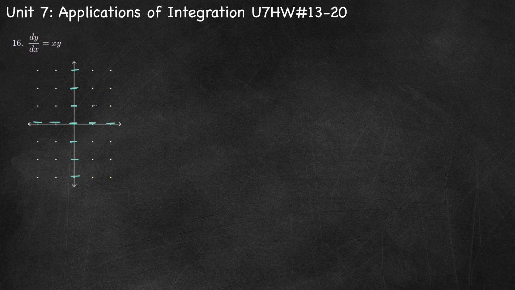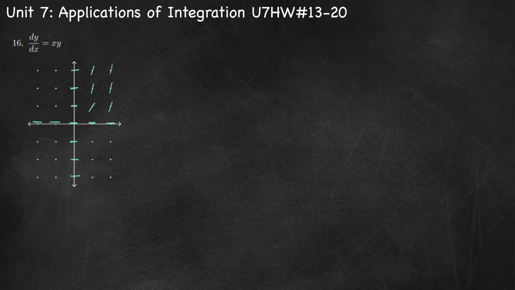At (1, 1), the slope is 1. At (1, 2), the slope is 2. We're just multiplying the x and the y coordinate. So at (1, 3), the slope is 3. And at (2, 1), the slope is 2. At (2, 2), the slope is 4. It gets pretty difficult to start distinguishing these steep slopes. At (2, 3), it's 6. Okay, so that should be the steepest one.